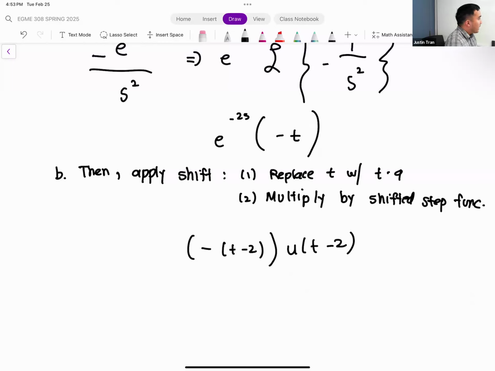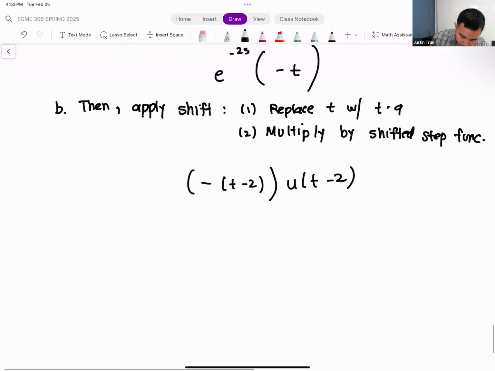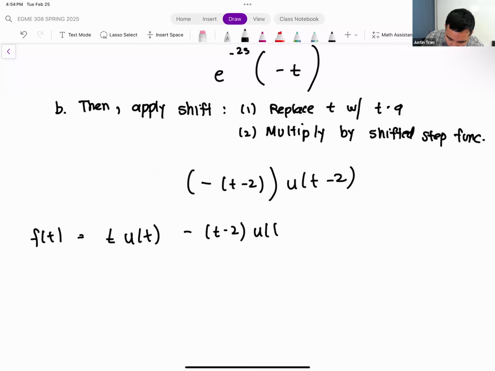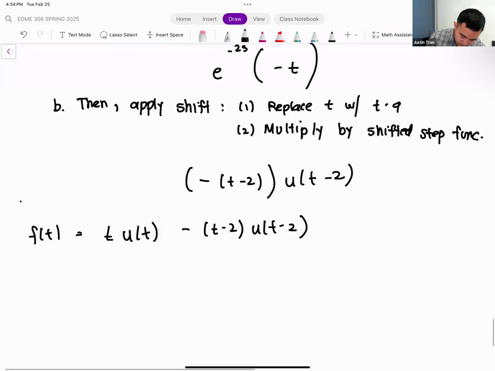Okay. And so if we put it all together, we combine it with what we had above. Then what we have is f of t is equal to t. And technically, it's implied that any function by itself is multiplied by a non-shifted step function. But you can add it in if you're kind of OCD like me. Okay, so this is t times u of t, minus (t minus 2) u of t minus 2.